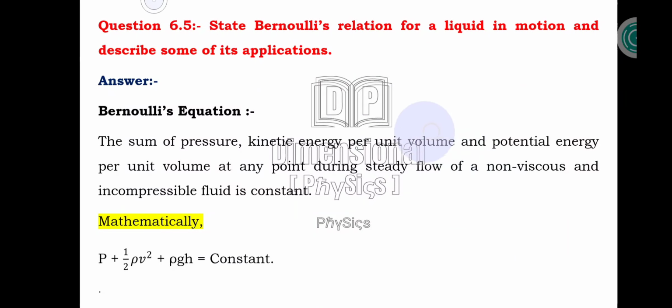Next question is in front of you, 6.5. State Bernoulli's relation for a liquid in motion and describe some of its applications. So students, Bernoulli's equation: the sum of pressure, kinetic energy per unit volume and potential energy per unit volume at any point during steady flow of a non-viscous and incompressible fluid, or ideal fluid, is constant. Mathematically, P plus 1/2 rho v square plus rho g h is equal to constant.